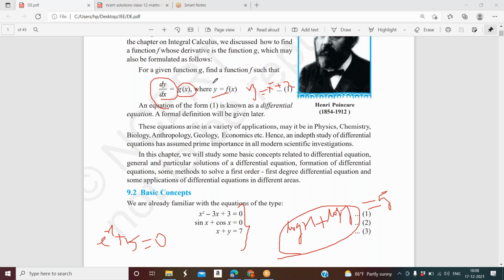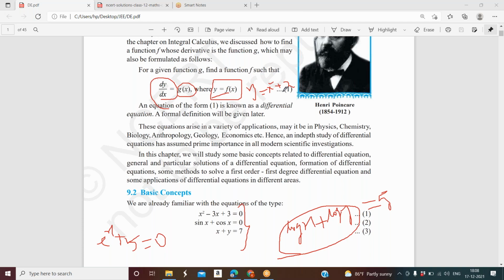Okay, so suppose y is a function of x. This is the given function. Y is a function of x, like y equal to x square plus 2. It can be anything. So y is depending on x. That means y is a dependent variable and x is an independent variable. Here two variables are involved. One is a dependent variable and another one is an independent variable.